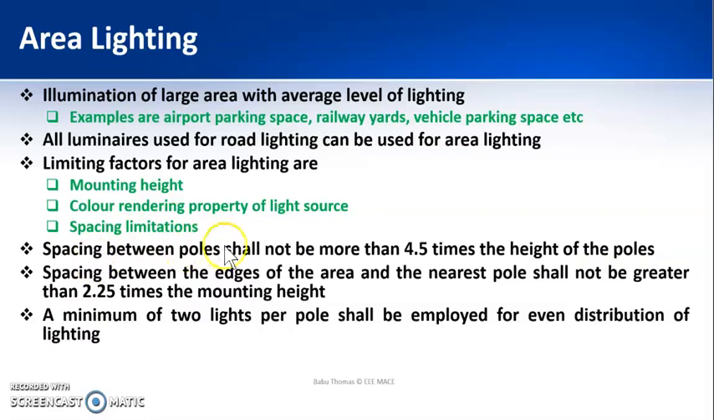So spacing between the poles shall not be more than 4.5 times the height of the pole, and spacing between the edges of the area and the nearest pole shall not be greater than 2.25 times the mounting height. And a minimum of 2 lights per pole shall be employed for even distribution of light. That is, in a single pole you need to have 2 luminaires. So that is with respect to the lighting systems.